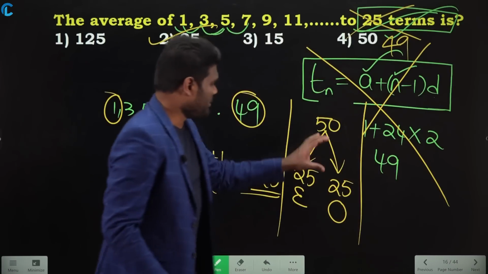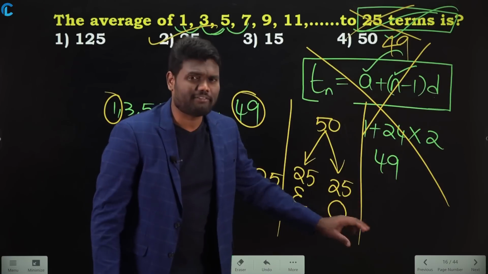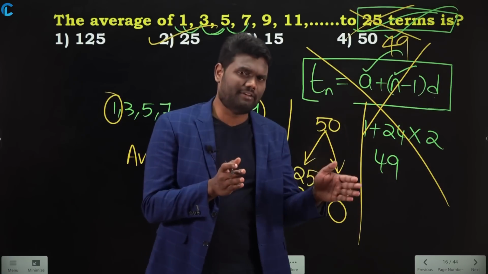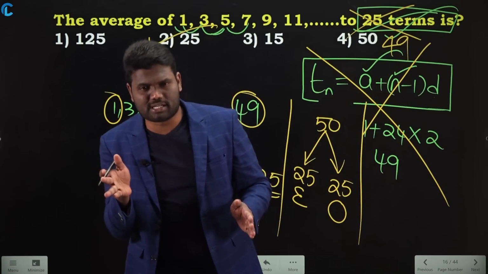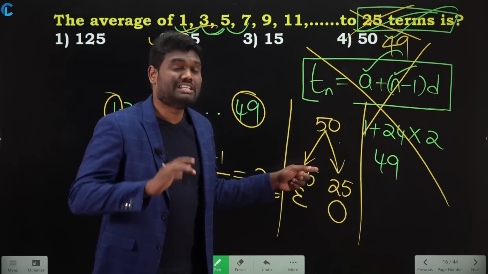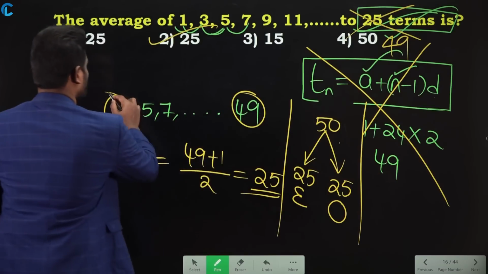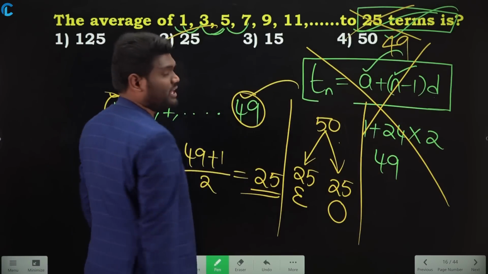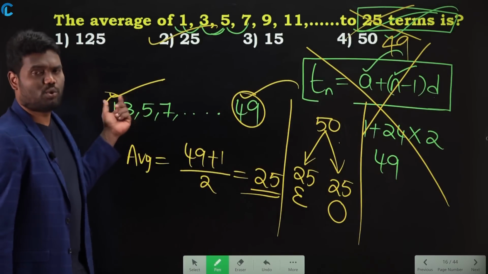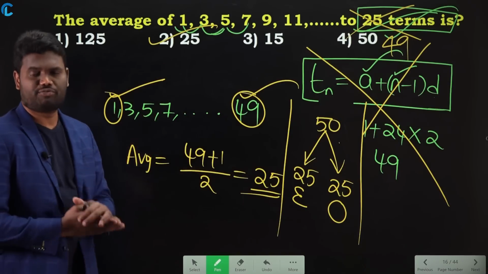Yes or no? Why? Because out of these 50 numbers, 25 are even numbers and 25 are odd numbers. Half of them are even, half of them are odd. Now in these 50 numbers, the 25th term, which is an odd number, is going to be 49. So the highest number is 49 and the lowest number is 1. So highest number plus lowest number by 2. When you calculate this, you will come to know the average of these numbers.